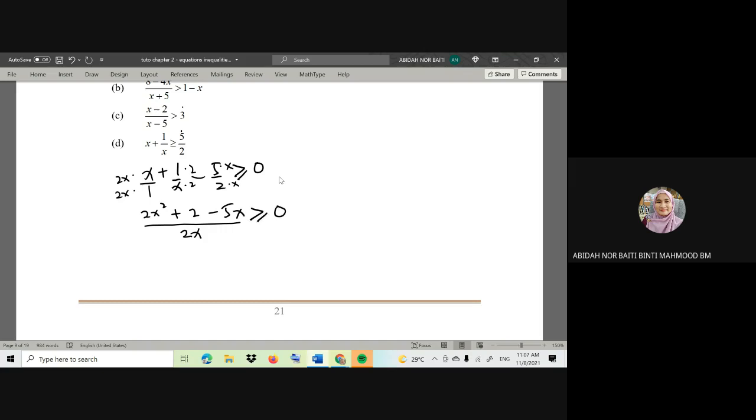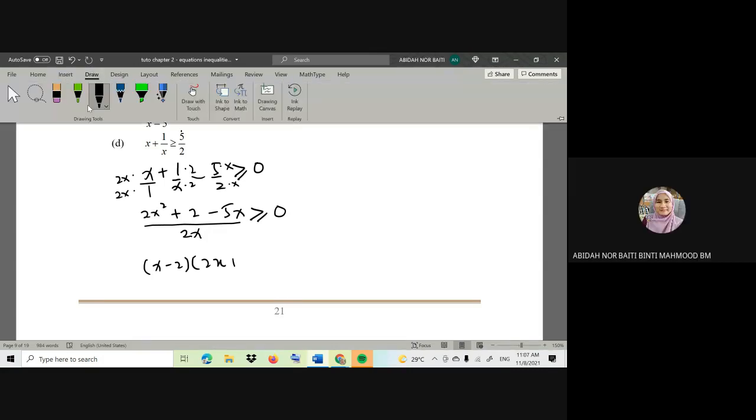Okay, so at your numerator, numerator is in quadratic form. So try to factorize. Bagi saya yang dah factorize, boleh tak? Factorize at your numerator. Tolong factorize. X tolak 2, 2x tolak 1. X minus 2, 2x minus 1. Okay, minus 1.